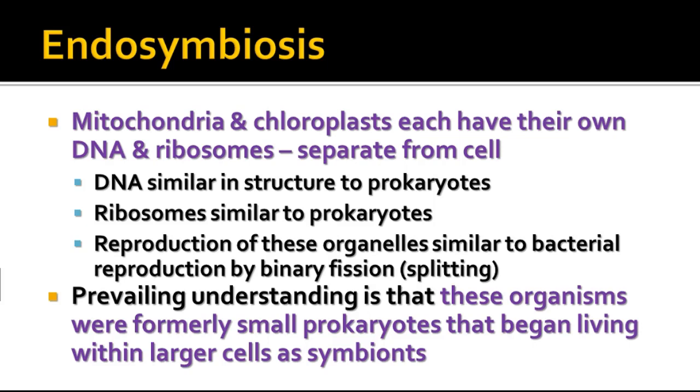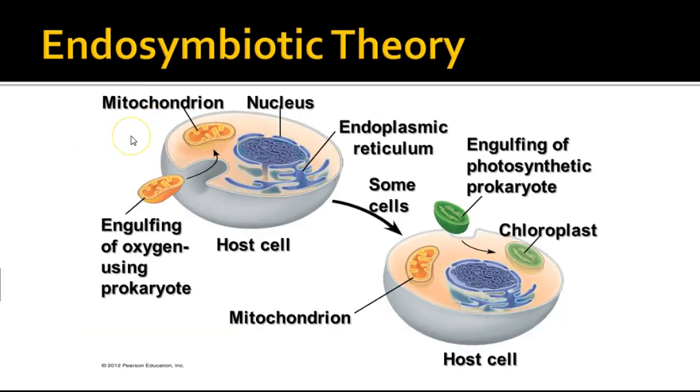And so now we understand that these organelles formerly were actually small prokaryotes that were engulfed into larger cells and began living within them as symbionts, in a symbiotic relationship, eventually becoming part of the host cell. This diagram shows you the genesis of that theory: maybe you had a host cell that engulfed this oxygen-using prokaryote, and discovered that it was an advantage to keep it within it producing more energy than just breaking it down and releasing the molecules that it was composed of, and eventually it became a symbiont within that cell.